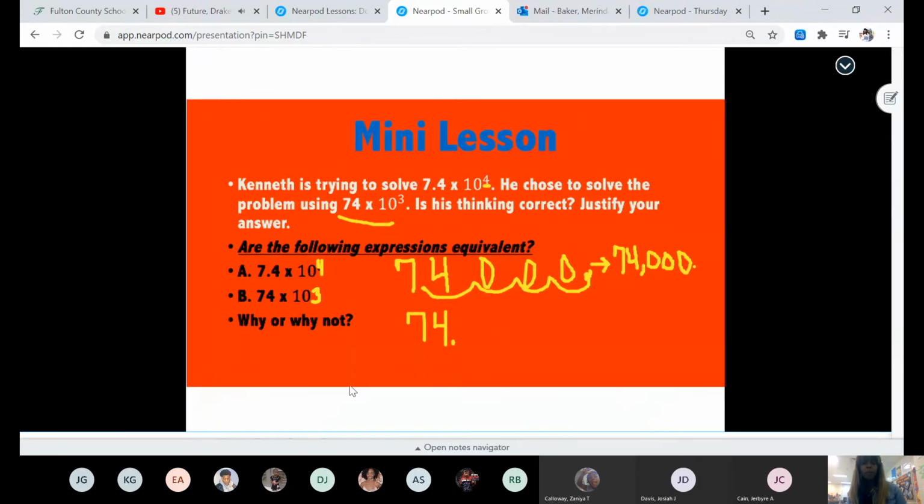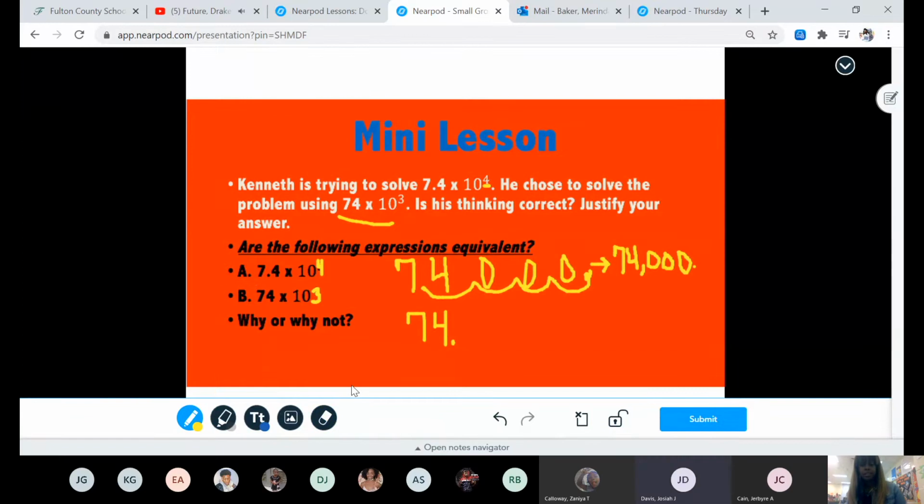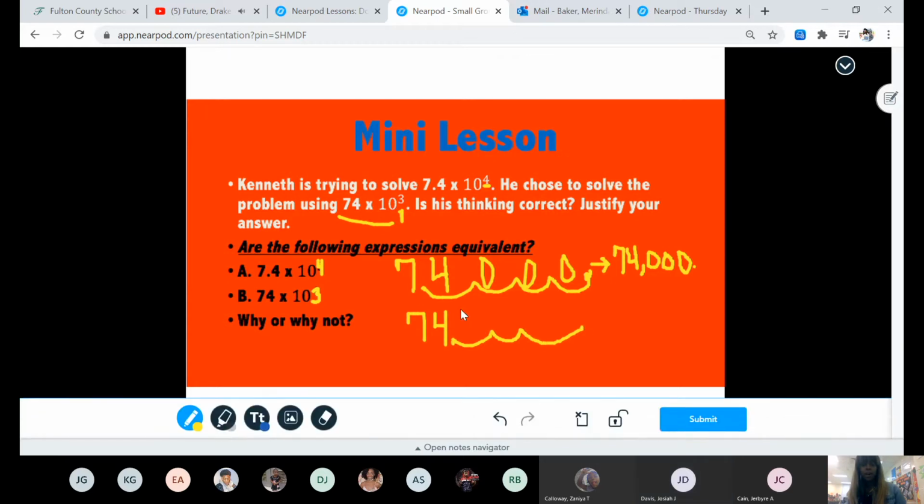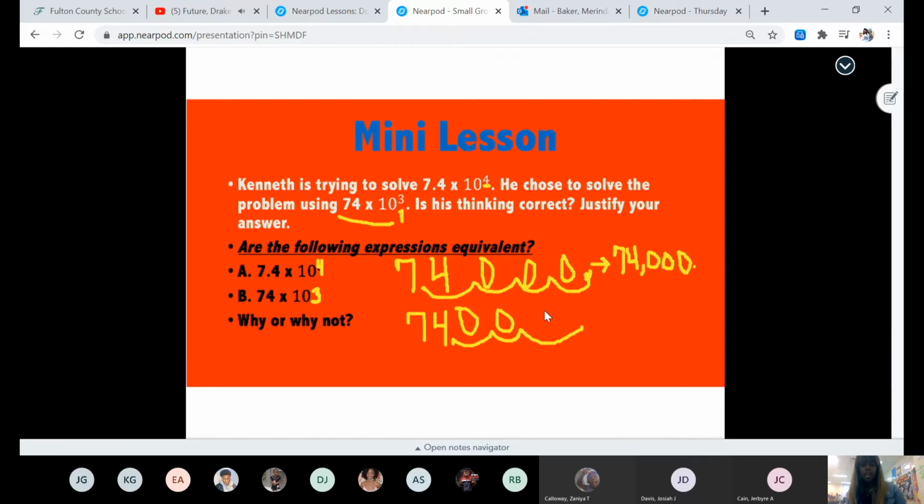All right. Am I multiplying or am I dividing? I'm multiplying. So does that mean I need to move to the right or to the left? To the right. How many times? 3. How do you know that I need to move 3 times? Because the exponent is 3. Yep, because our exponent is 3. Good job. 1, 2, 3. All right, I'm going to fill in my zeros.